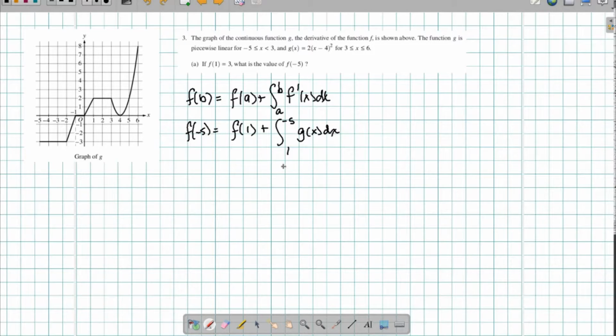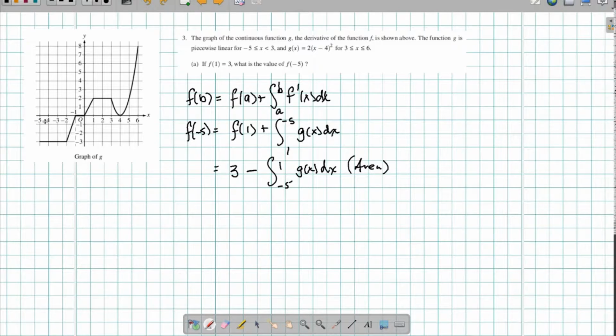But I see a couple of things that I'm going to have to watch out for. Number 1, my limits seem to be in the wrong direction. So I could say that this is equal to f of 1 minus the integral from -5 to 1 of g of x dx. And 2, because my function is piecewise linear on these intervals, it's going to be pretty easy for me to calculate this integral because it's just going to be equal to the area.